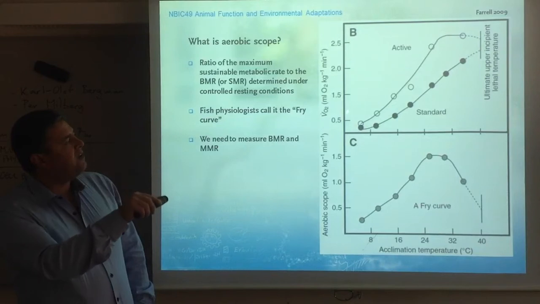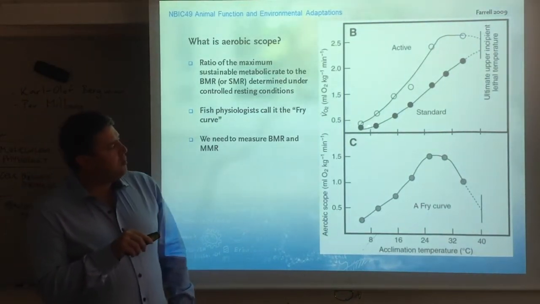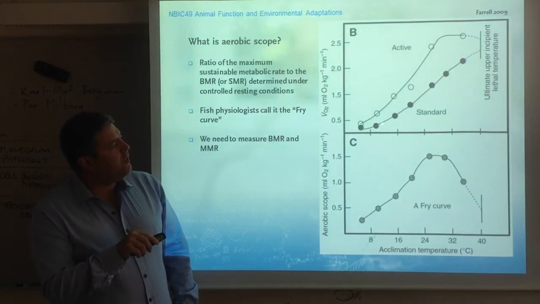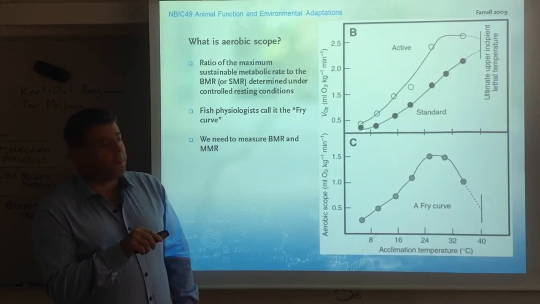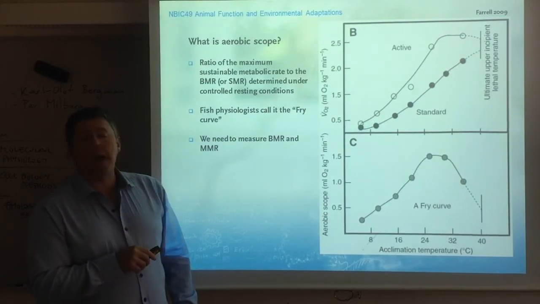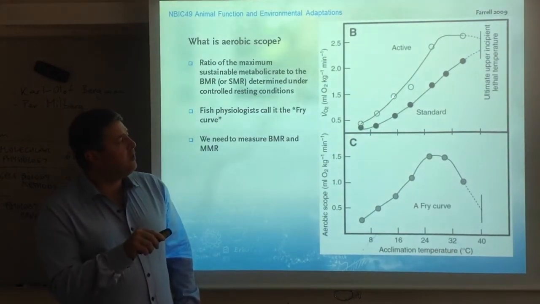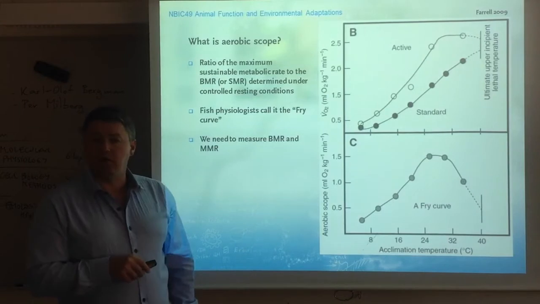On the y-axis, you have the oxygen consumption. The closed or black dots here show you the standard metabolic rate. Standard metabolic rate, as expected, increases with temperature. What happens with activity, maximum metabolic rate? It also increases with temperature, but with a different ratio.